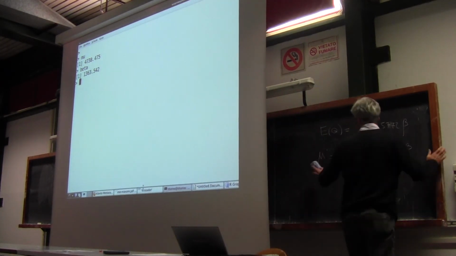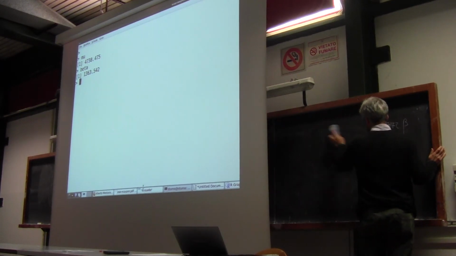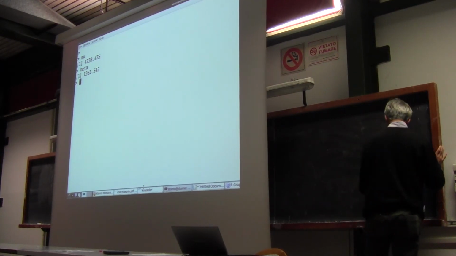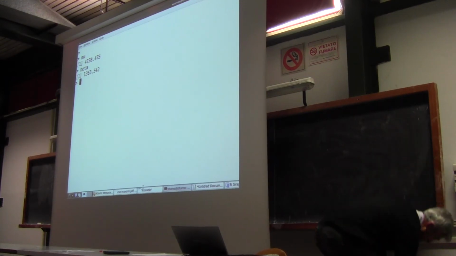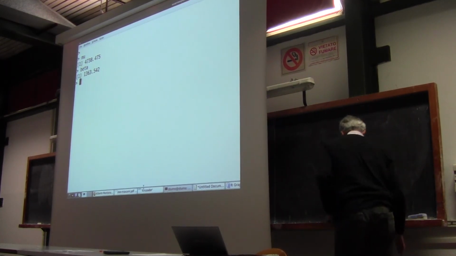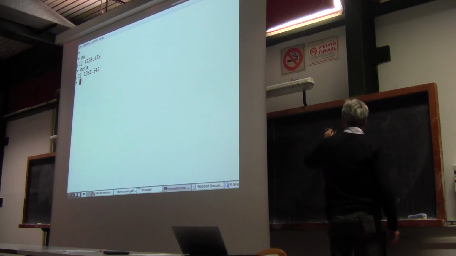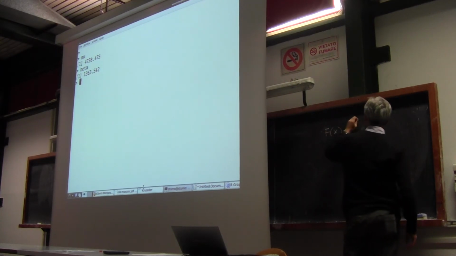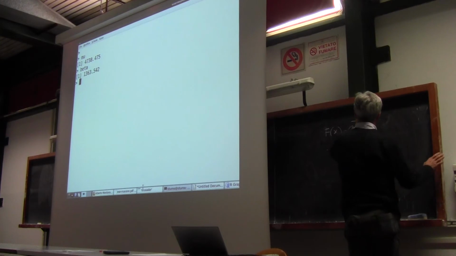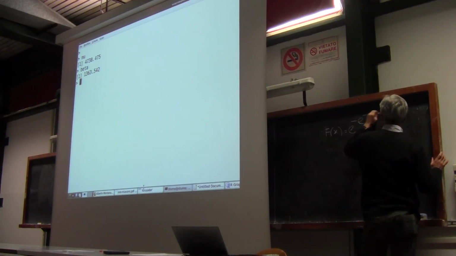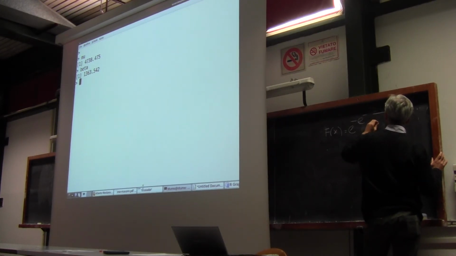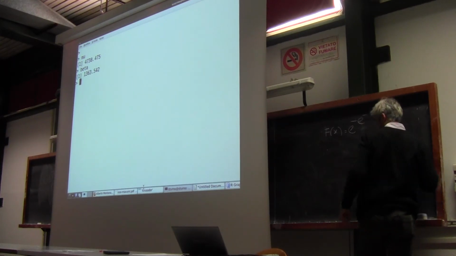I hope you can read here. I remember how to write it. Even if I don't remember, so it's F(x) is equal to e to the power of minus e to the power of minus (x minus mu) divided by beta.